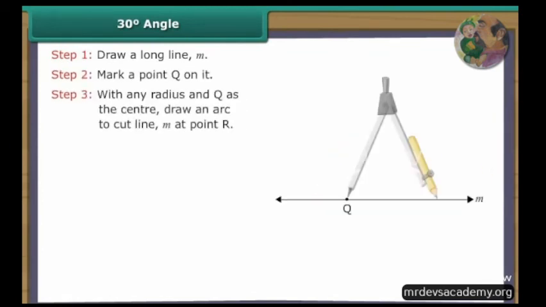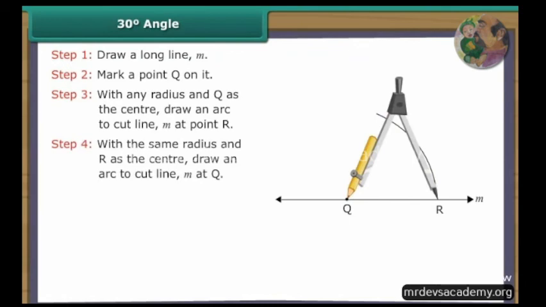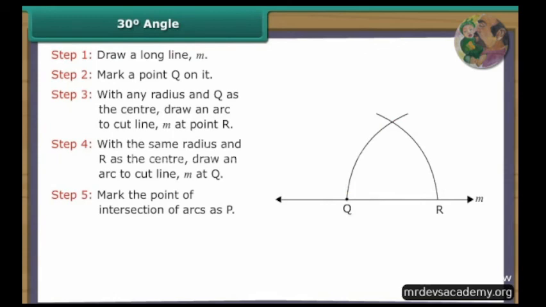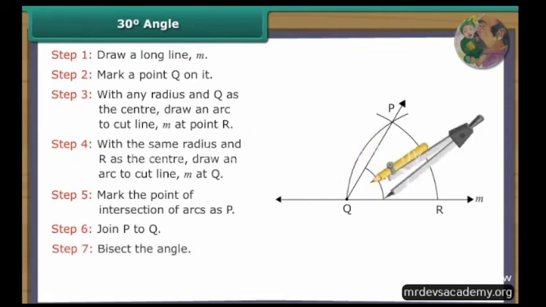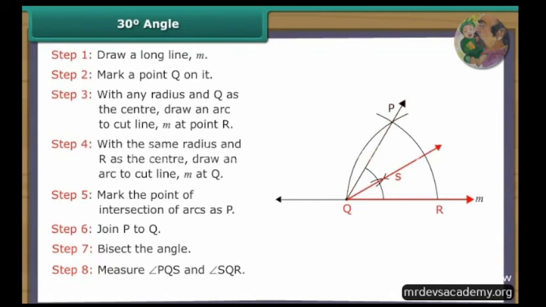With any radius and Q as the center, draw an arc to cut line M at point R. With the same radius and R as the center, draw an arc to cut the first arc. Mark the point of intersection of arcs as P. Join P to Q. Bisect the angle. Measure angles PQS and SQR. Angle PQS is equal to angle SQR is equal to 30 degrees.